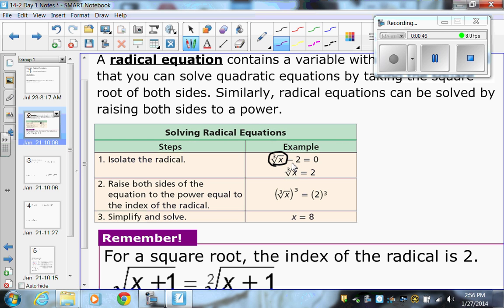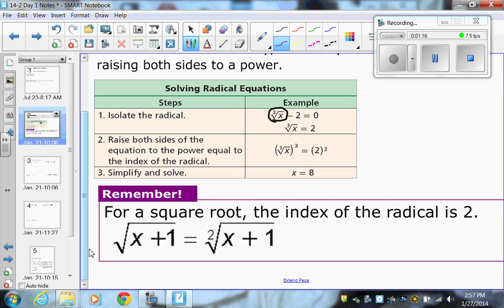As you can see here, the opposite of subtraction is addition, so they added the 2 to the other side. Next it says raise both sides of the equation to the power equal to that of the index of the radical. The index of this radical is 3, so they raised each side to the third power. And lastly, it says simplify and solve. So the cubic root of x cubed is just x, and 2 cubed is 8. Also remember that for a square root the index of the radical is a 2. So if you see something that looks like this, know that there's a little 2 right there, which means you're going to raise the whole thing to the second power to get rid of that radical.